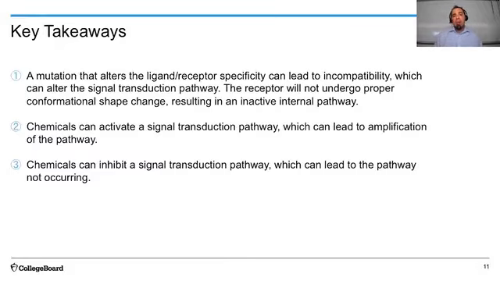Chemicals can activate a signal transduction pathway, which can lead to amplification of a pathway. Again, I have an example for you a couple slides back. And chemicals can inhibit a signal transduction pathway, which can lead to pathways not occurring. So again, those are key takeaways. I have an image for each one of those.